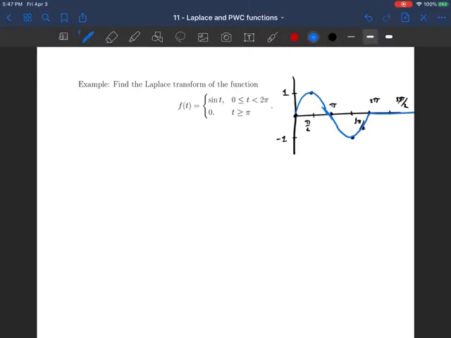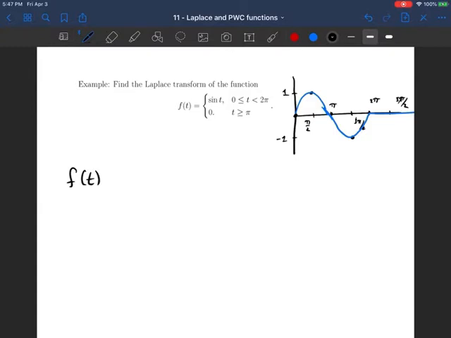And at 2 pi it stops, and it goes 0. So in fact, that last point just doesn't happen. So this function does one full period of sine and then disappears. Then it's just 0 after that. Now, we could just say, okay, well, let me just figure out this integral. You'd have to integrate sine t times e to the minus st from 0 to 2 pi.